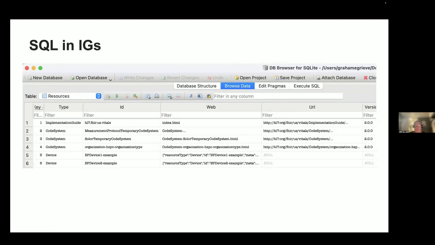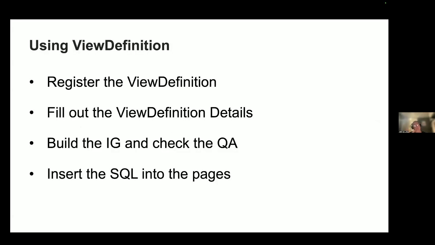So let's leverage that. We're going to use view definition. We're going to register it with the IG publisher so it knows about it. We're going to fill out a view definition that builds a table, and we're going to build the table and put it in that package database. Then we're going to build the IG with the view definition. And finally, we're going to assert the content into the pages using some SQL. So we'll just work through those steps.